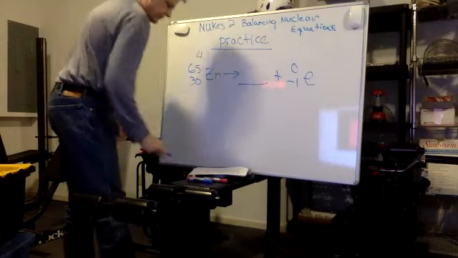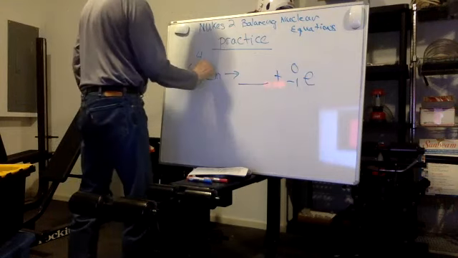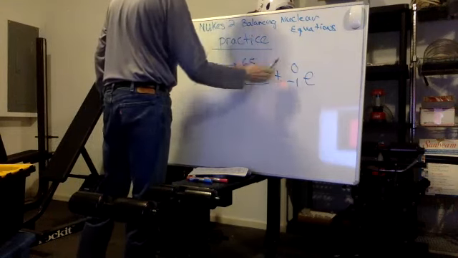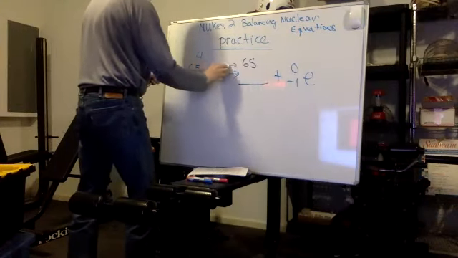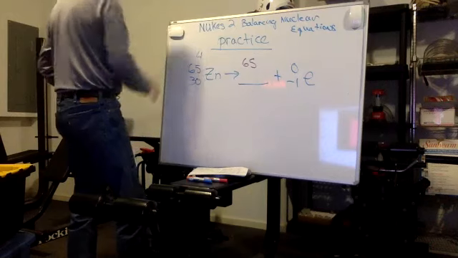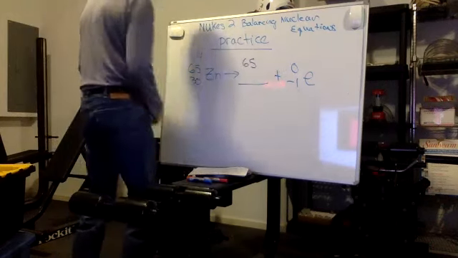Some of these are really easy. Slide that top number straight over. 65 and 0 will still get you 65. And for that bottom, we've got 30 and a -1. So we need a... That's supposed to be a positive one. Well, it's a positive one?